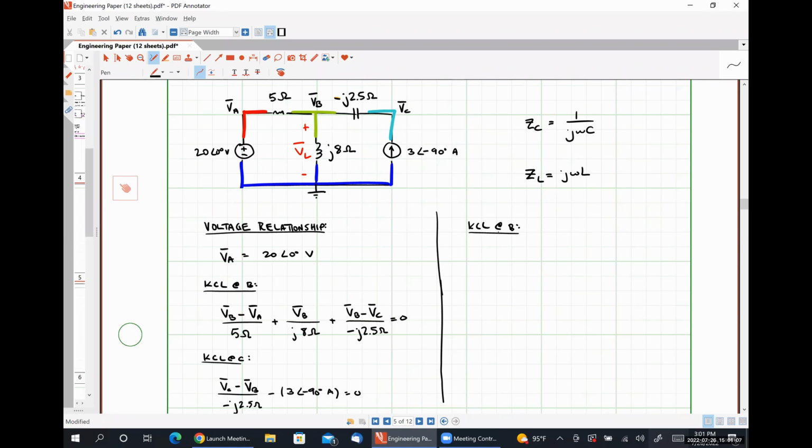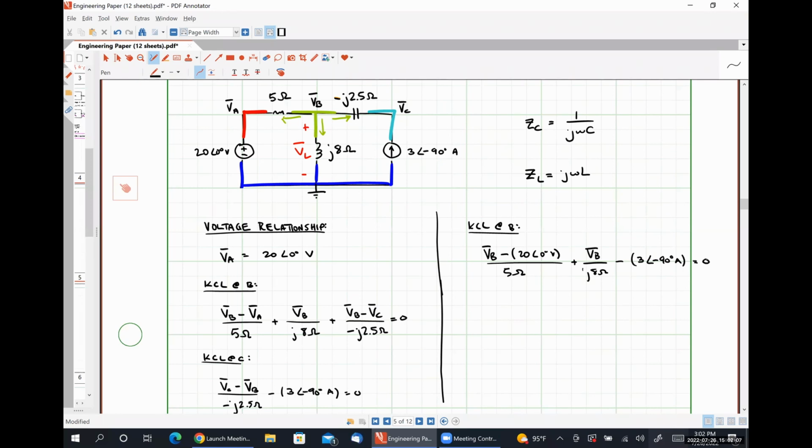But I'm going to write this KCL equation with those observations in mind. To be very clear, I'm simply adding this current together, this current together, and this current together. The current directed to the left through the 5 ohm resistor could be expressed as VB minus 20 angle 0 degrees volts over 5 ohms. The current directed down could be expressed as VB over j8 ohms. And the current directed to the right through the capacitor could be written as negative 3 angle negative 90 degrees amps. And I set this equal to 0.